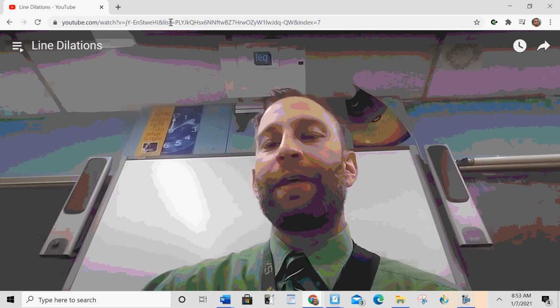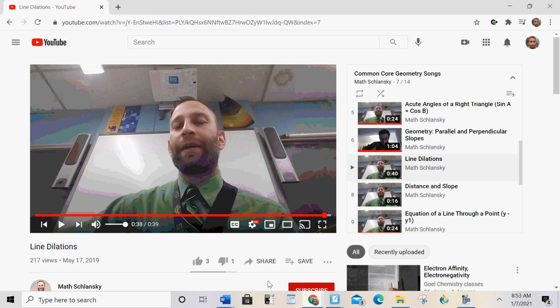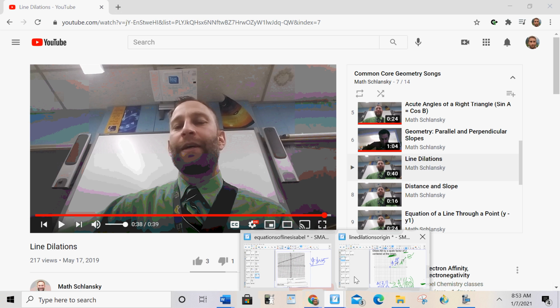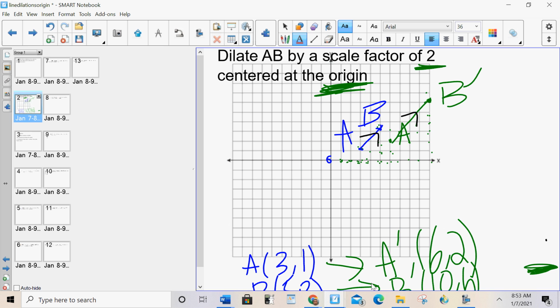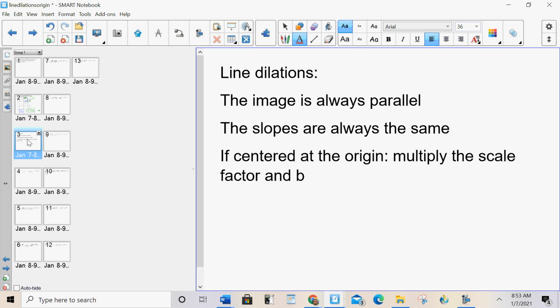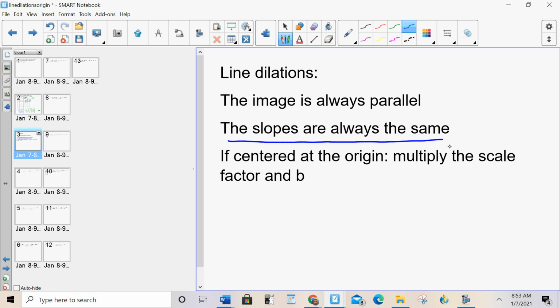So it's a lot of extra stuff in this song because for this lesson, we're not going to be worrying about if the center's on the line. That's going to be the next lesson. So basically what you need to know from this lesson is the slopes are always the same. And then origin, multiply, scale factor, and b.